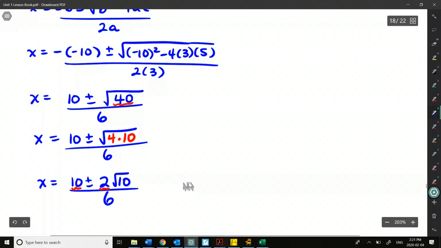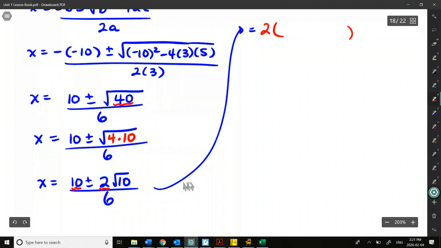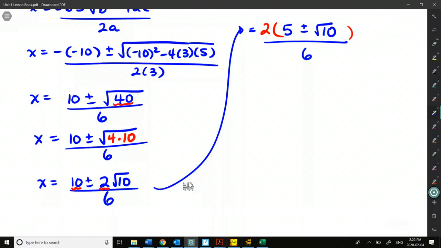Okay, so we're just going to look at this right here, 10 and 2. Can I take out a common factor from those two things? Do they share anything common? Okay, so we'll take out a 2. We'll open a set of brackets, and we have to write what's left. So 10 divided by 2 is 5. And the 2 here will cancel once we divide out the 2, so we're just left with root 10. Okay, and now I can reduce. So 2 and 6 we can reduce, it will be 1 and 3.